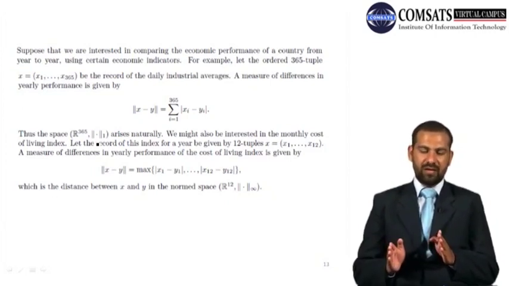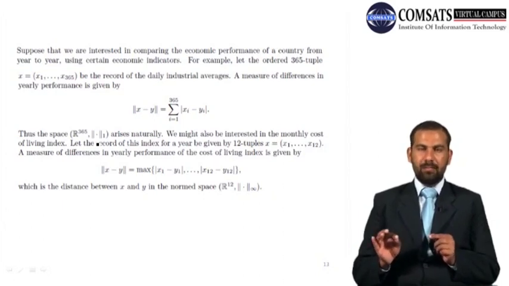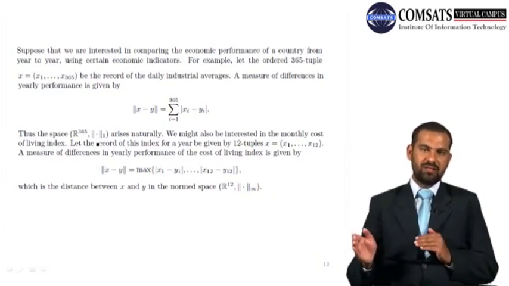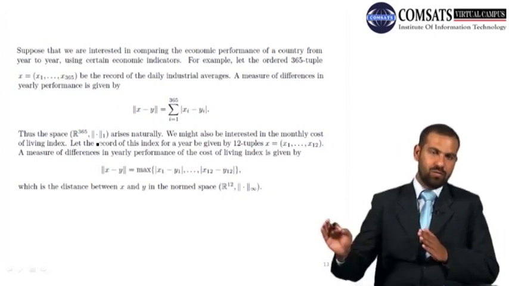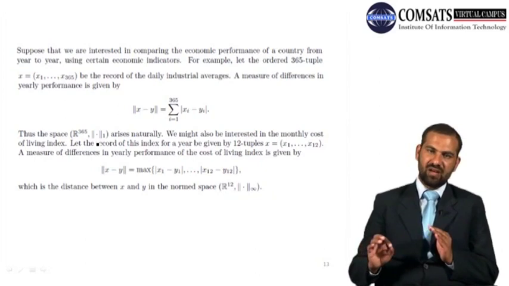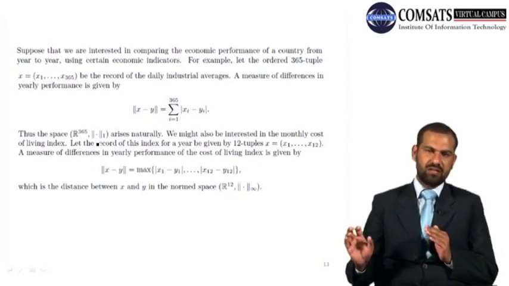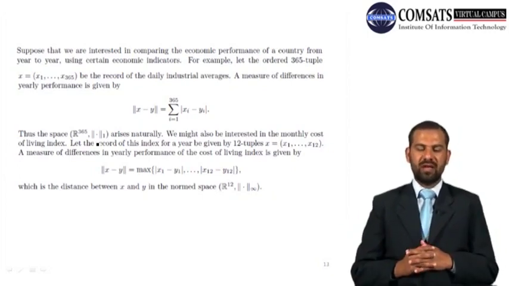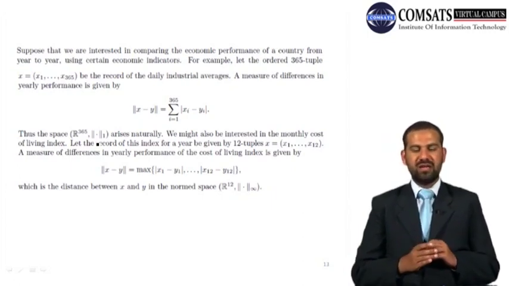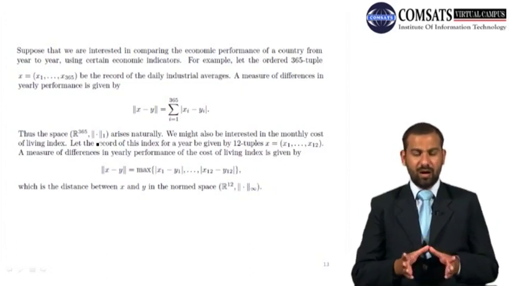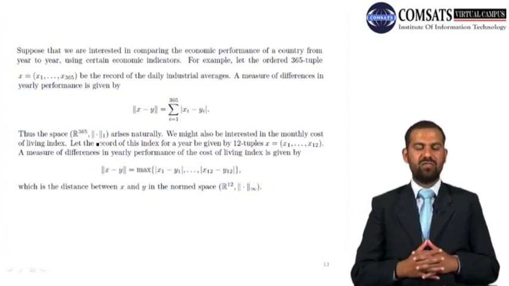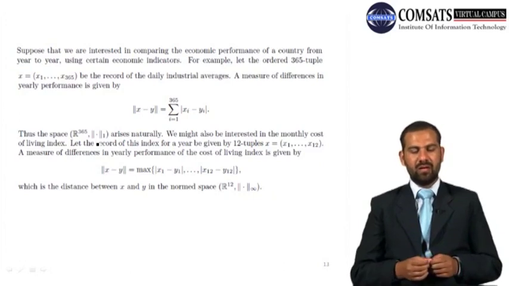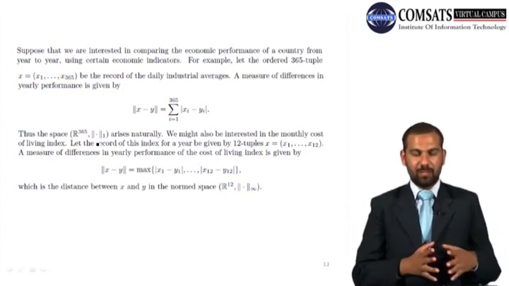How can we see what the measure of differences is? It is the norm of x minus y, equal to the summation from i equal to 1 to 365 of the absolute value of xi minus yi. Look at it in this way: |x1 minus y1| plus |x2 minus y2| plus |x3 minus y3| plus, and so on, up to |x365 minus y365|, and their summation. If we obtain the summation, then we obtain the measure of differences in yearly performance. Of course it is the norm 1 on R365, meaning the dimension of R in this case is 365, and it arises naturally. We can analyze economic problems in this way.